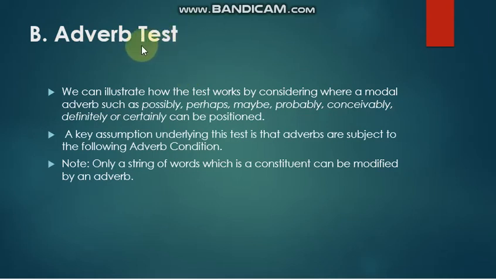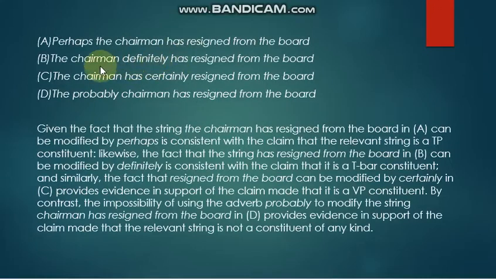The next kind of test is what we call an adverb test. We can illustrate how the test works by considering where a modal adverb, such as possibly, perhaps, maybe, probably, conceivably, definitely, or certainly, can be positioned. A key assumption underlying this test is that adverbs are subject to the following adverb condition. Note, it is important to remember that only a string of words which is a constituent can be modified by an adverb.